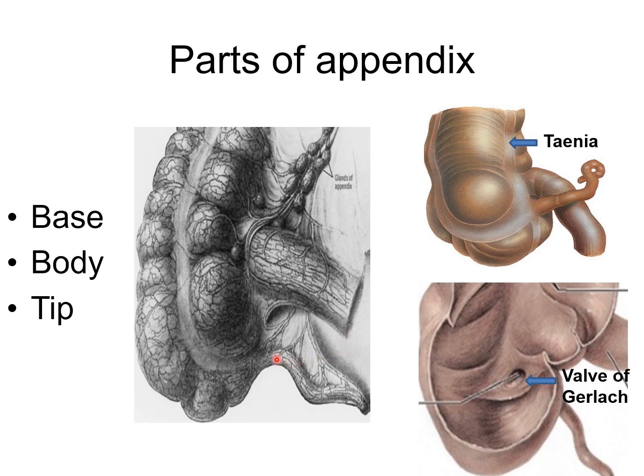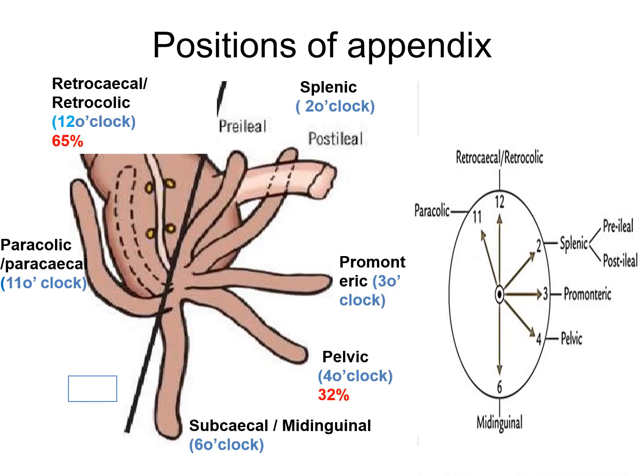Now the body. Body is a narrow tubular part which contains a canal and it opens into the cecum. And this opening is guarded by an incomplete mucus fold which is called as the valve of Gerlach. Now this is the tip and tip is the least vascular part and it is directed in various directions.